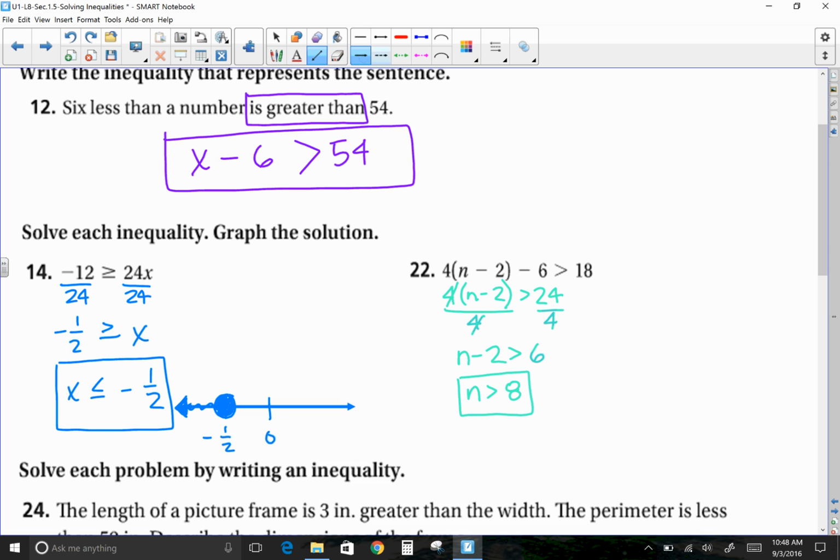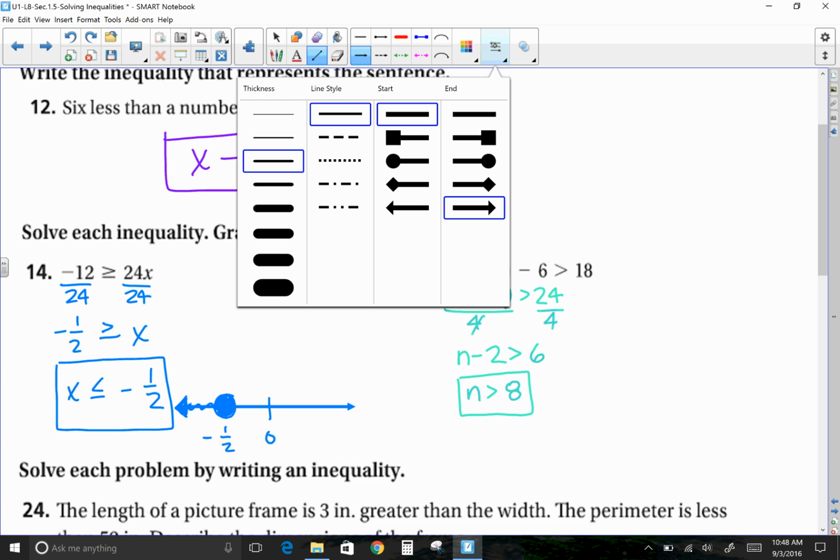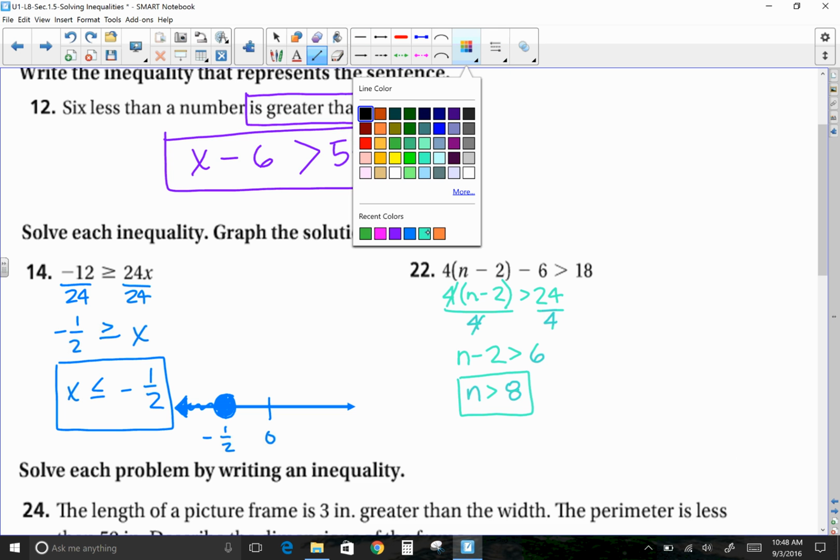And we have to graph it. So, come on. There we go. Let's go graph.